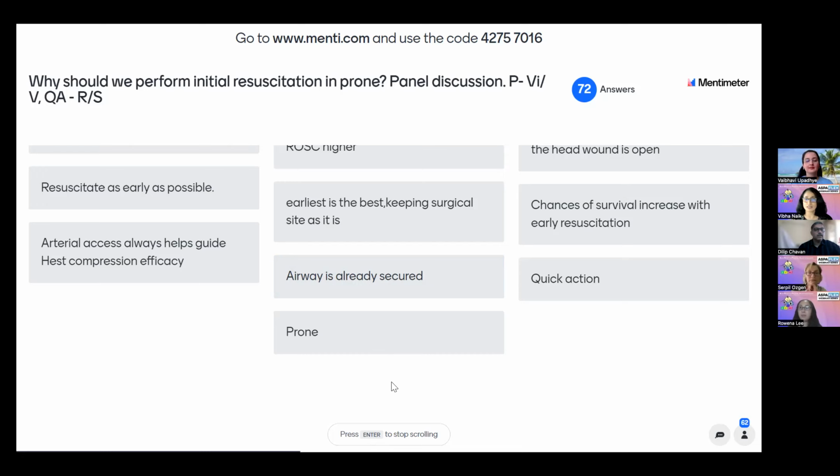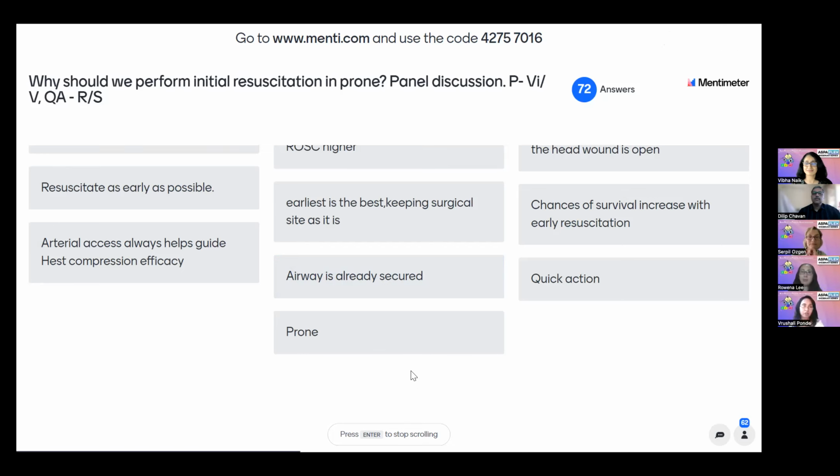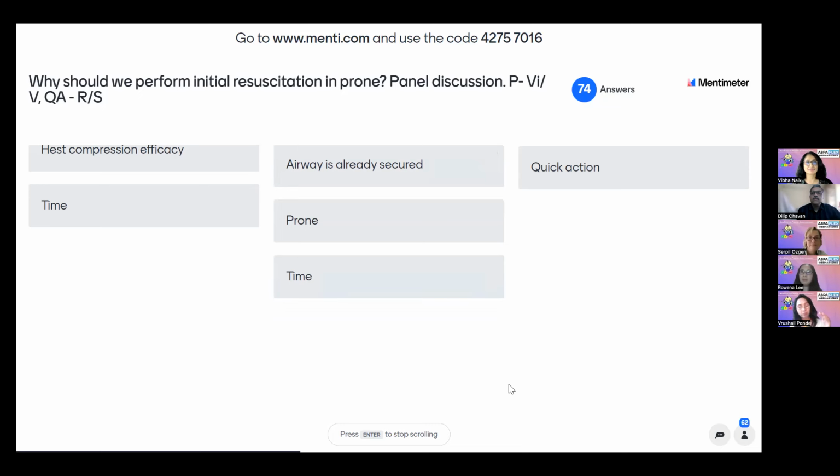Anything else Dr. Rushali wants to add in? Yes, actually, if you see, the audience is pretty astute. They have almost covered all the points, and they have also mentioned time and again that we need to turn the patient supine. So there's a pretty interesting distribution of ideas which have popped up here. So let's go one by one.